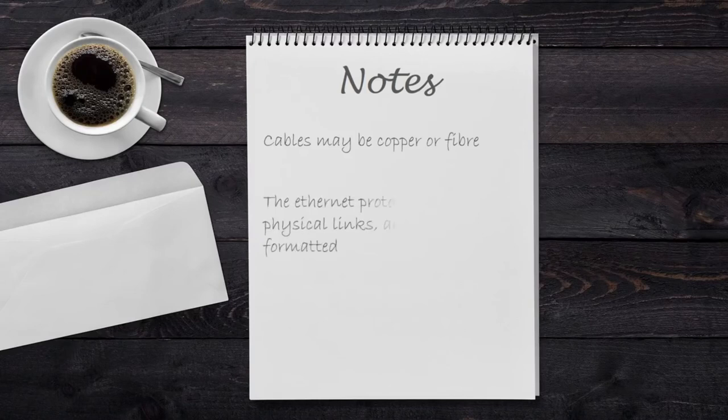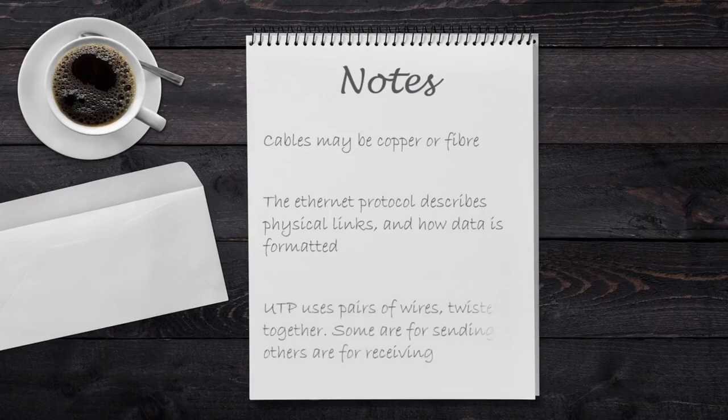Let's have another quick summary. Networks can be wired or wireless. Wired networks may use copper or fiber cables. In a wired LAN, the Ethernet standard is used to describe how data is formatted. It also covers cable types, link speeds, and how to encode data on the physical link. UTP is the most common copper cable. Modern UTP cable has 4 twisted pairs of wires. Some are used for sending, and others are used for receiving.